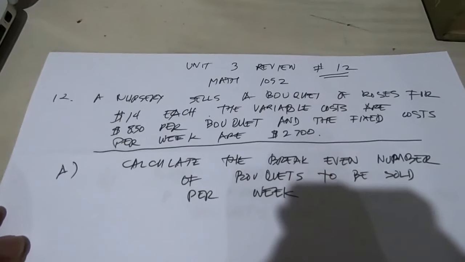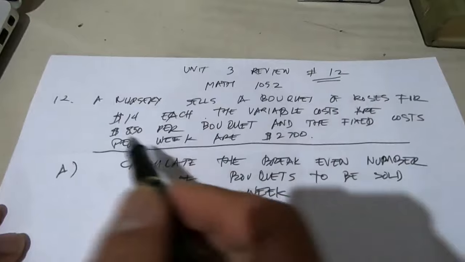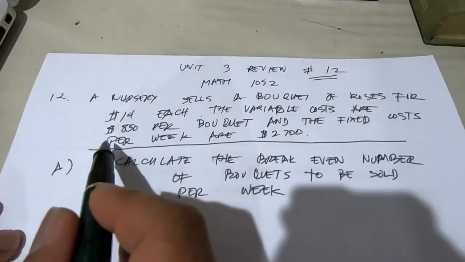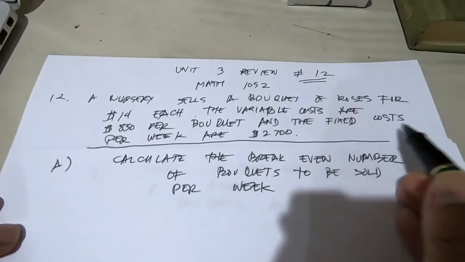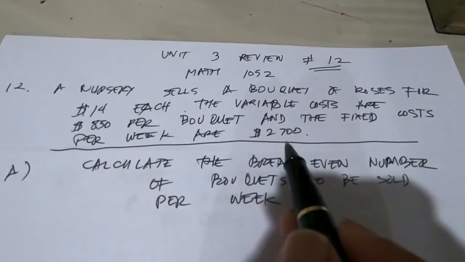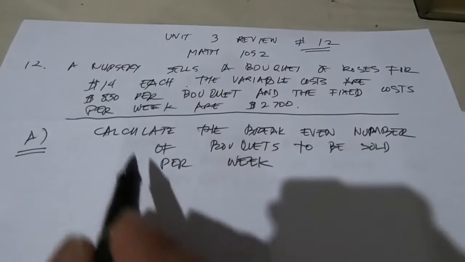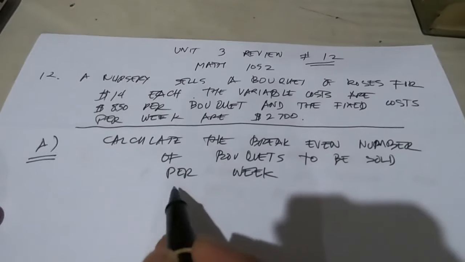Okay, so question number 12 reads, a nursery sells a bouquet of roses for $14 each. The variable costs are $8.50 per bouquet, and the fixed costs per week are $2,700. So question A of number 12 is to calculate the break-even number of bouquets to be sold per week.